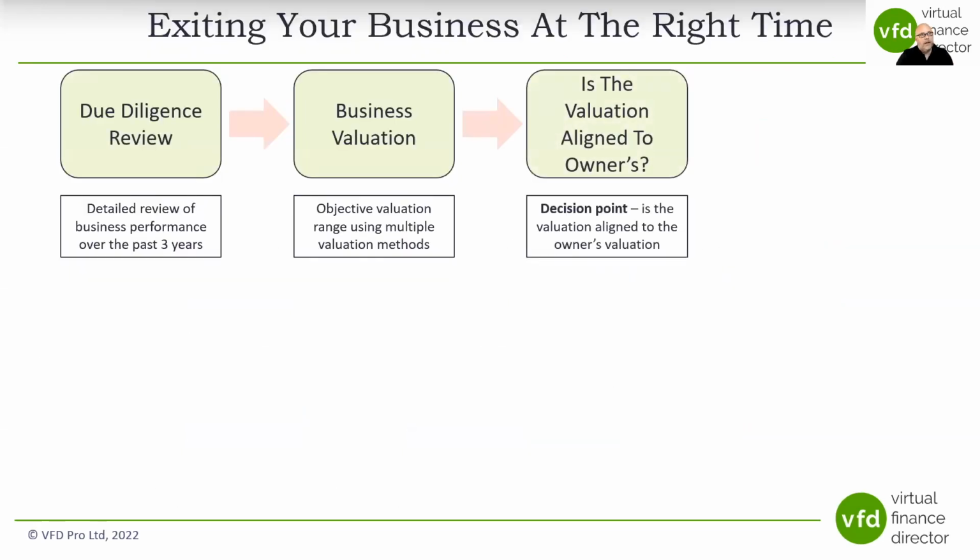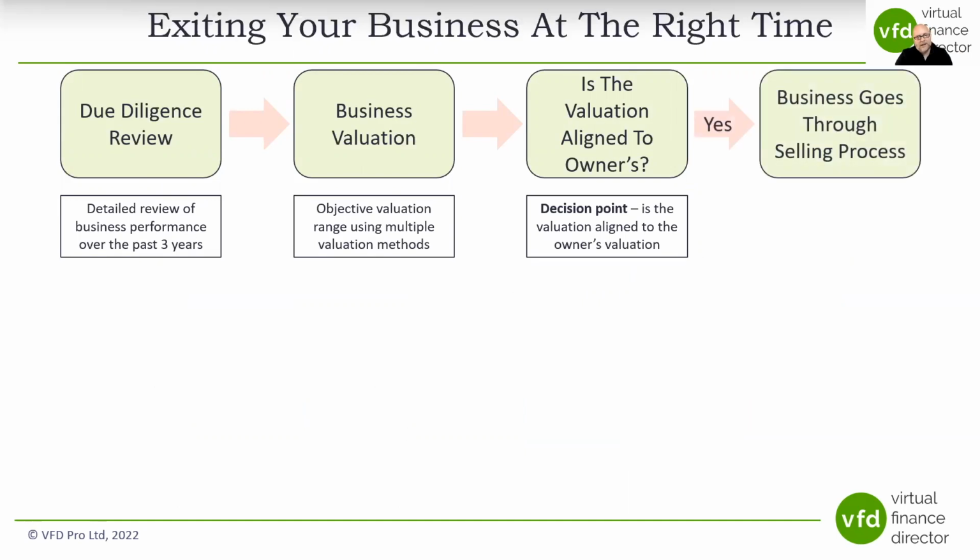So I've got to a point now where I've done my due diligence and I've done my valuation. I've looked at that valuation in the context of whether it aligns to what the owner wants. So I've understood what the owner's number is. Is it aligned? Yes, brilliant, we're going to go through the process of selling. Well, that will happen 1 in 1,000 times.